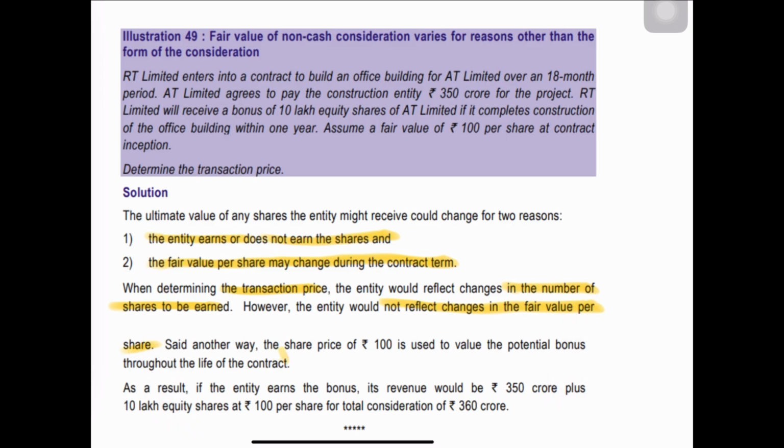So said another way, the share price of ₹100 is used to value the potential bonus throughout the life of the contract. As a result, if the entity earns a bonus, its revenue would be 350 crore plus 10 lakh equity shares of ₹100 per share. Thus the total consideration will be 360 crores.